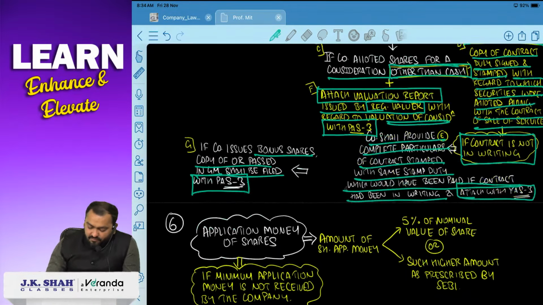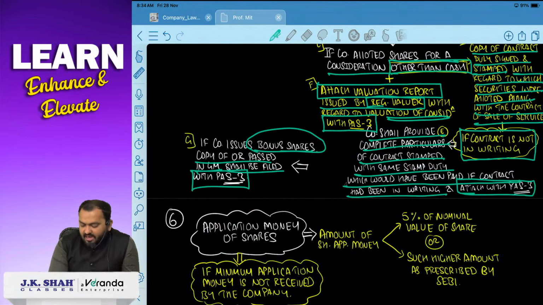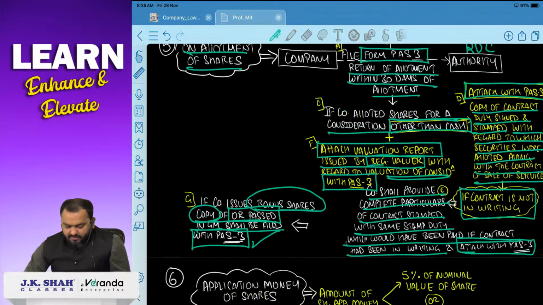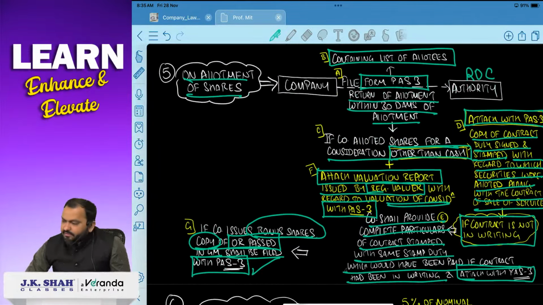And if the company is issuing bonus shares, for bonus shares you need to pass an ordinary resolution in general meeting. So you need to attach a copy of the ordinary resolution along with PAS 3. Okay, done. All these points are very clear.